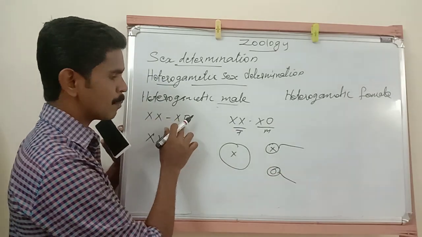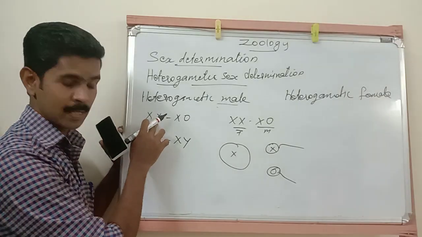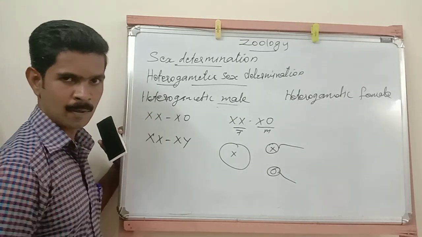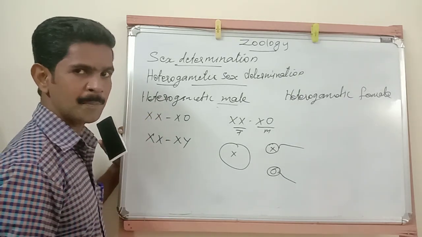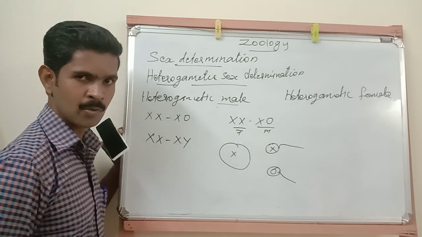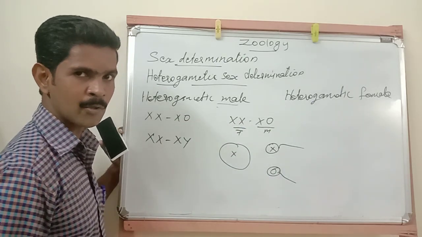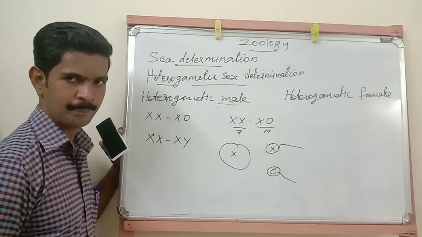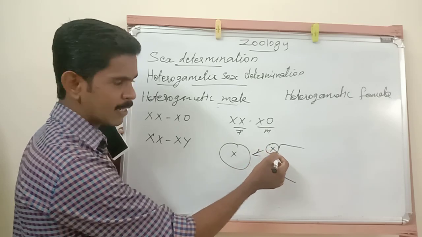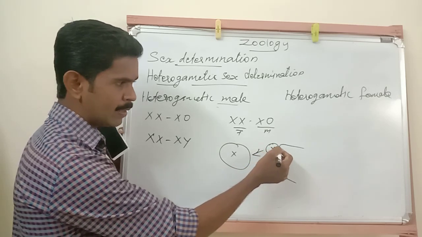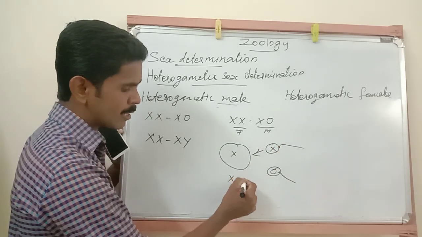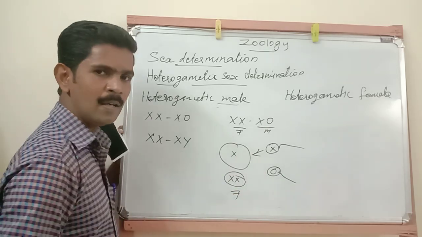So in XX, XO type of chromosome, the female produces only one type of egg. That egg carries a sex chromosome, the X chromosome. But the male produces two types of sperm. In some sperm, the X chromosome is there, and in some sperm there is no X chromosome. Understand? Suppose this egg is fertilized by this sperm. Here the sperm carries what chromosome? X chromosome. So when this X chromosome carrying sperm fertilizes this egg, automatically two X chromosomes are produced, so it will be a female.